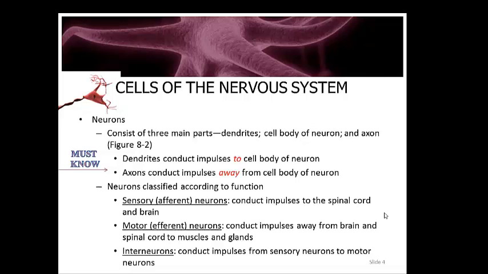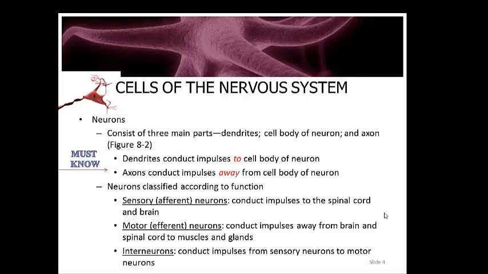This is very important to know, is that dendrites conduct impulses to the cell body of the neuron. The cell body is where we will find also the nucleus. The axons, which look like a tail, are going to conduct impulses away from the cell body of the neuron. And the way to remember this is I always remember it as axons away, AA.